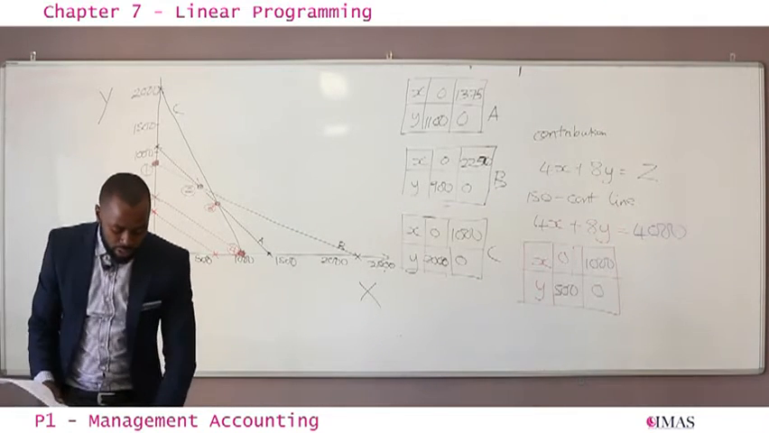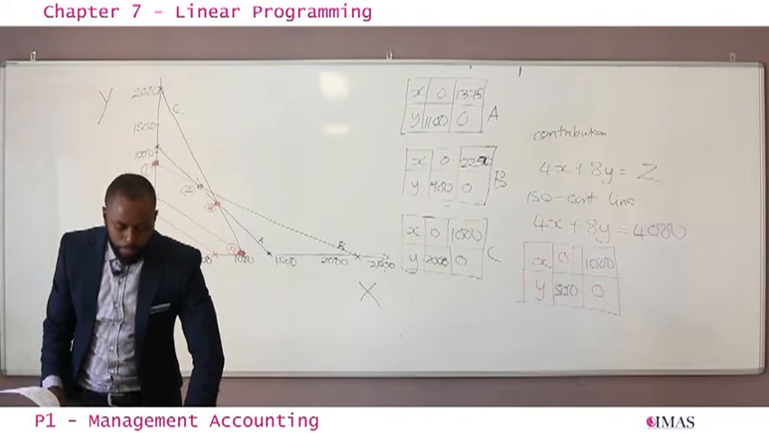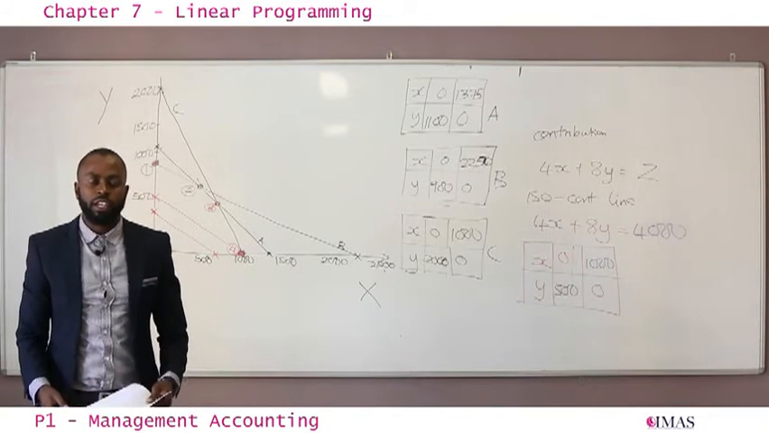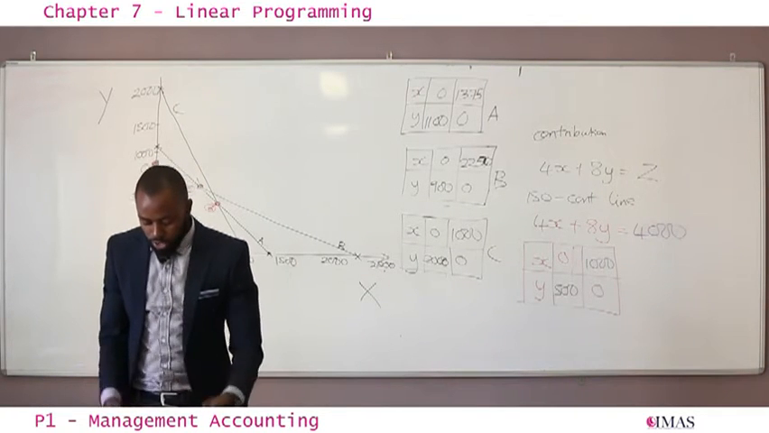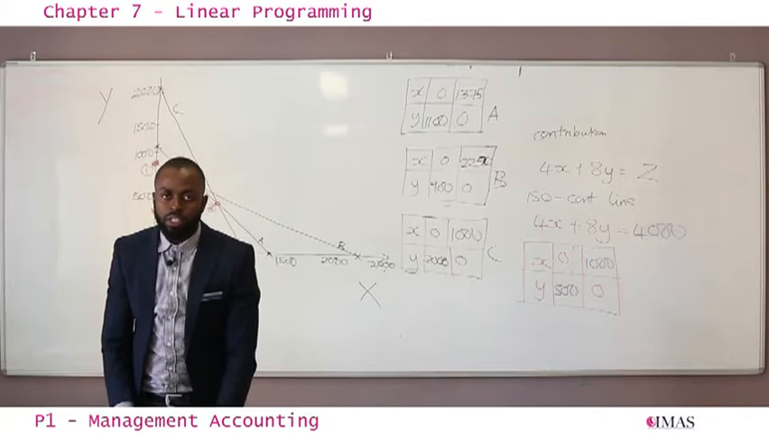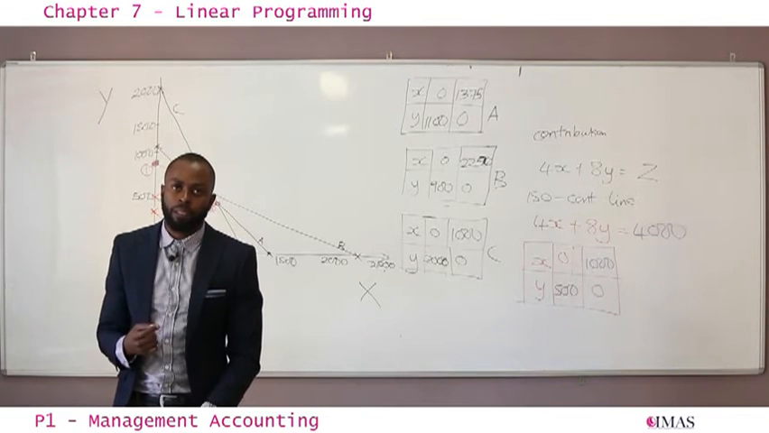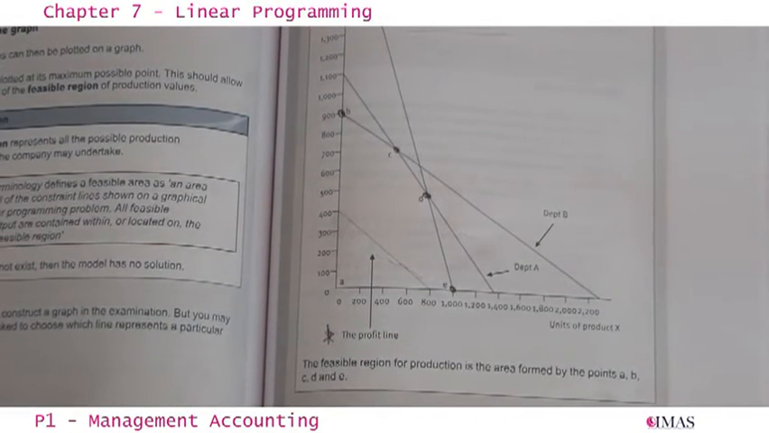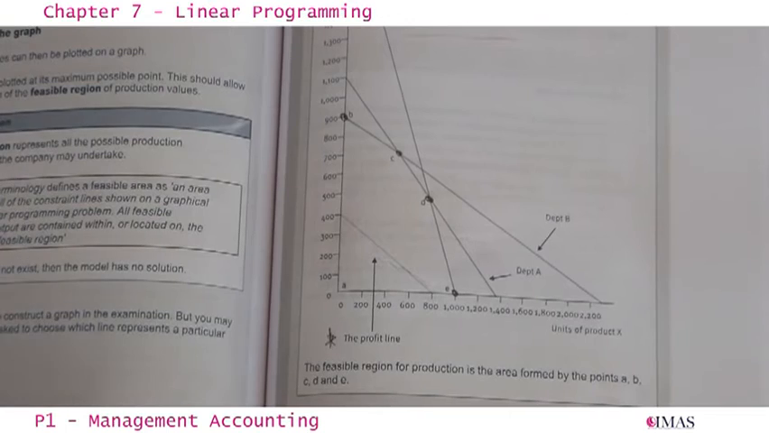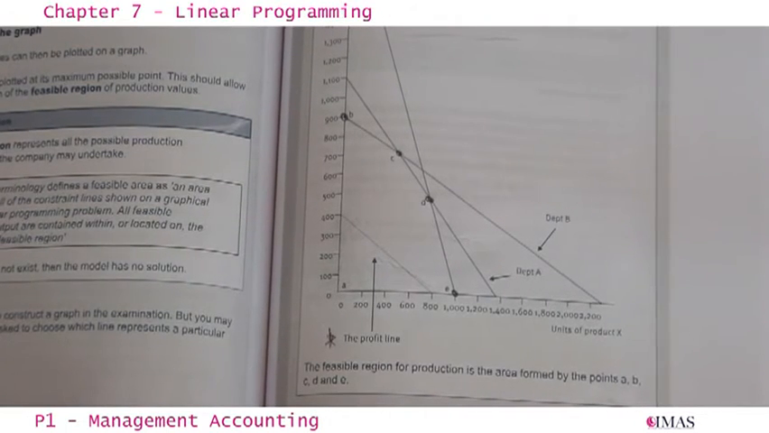So I'm going to illustrate using the graph that has already been drawn by our textbook. We just have to have a ruler, then we're going to be sliding outwards. Then the last point that has to be touched is the point that maximizes our profit. On our board here, we could not fully illustrate it because our graph was not that accurate.